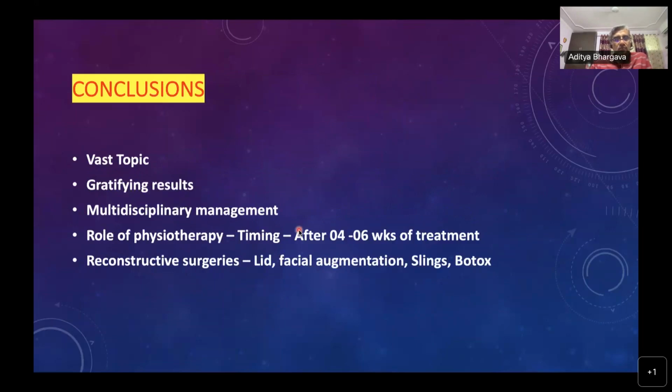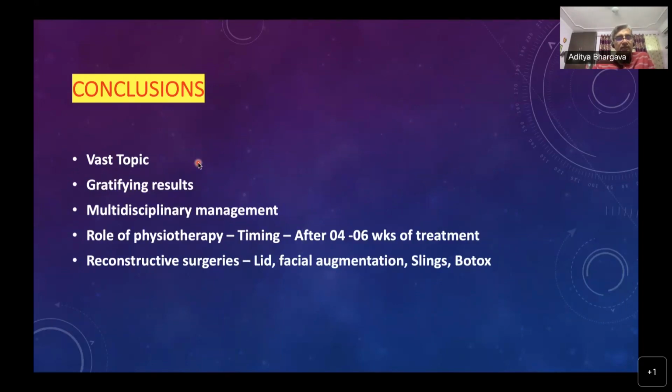Now, I have come to the conclusions. As you know, the facial nerve is a very vast topic. There are a lot of monographs written, like Otorhinolaryngology Clinics of North America. A full volume is written on the facial nerve. I request you to please go through that volume, chapter by chapter. It is given very beautifully.